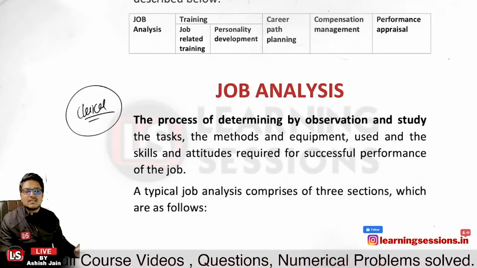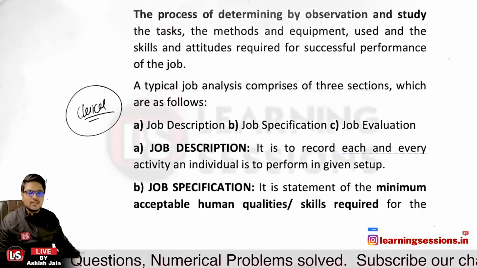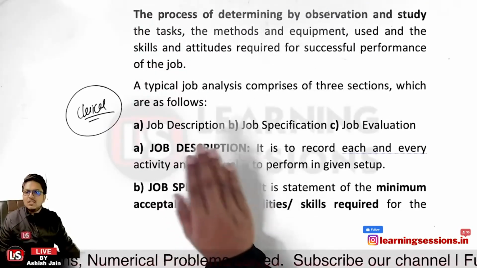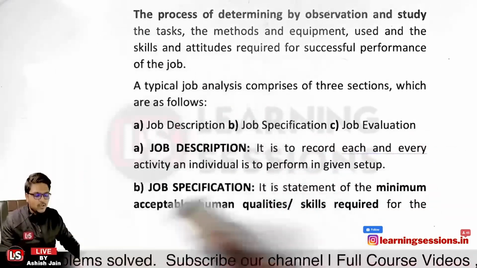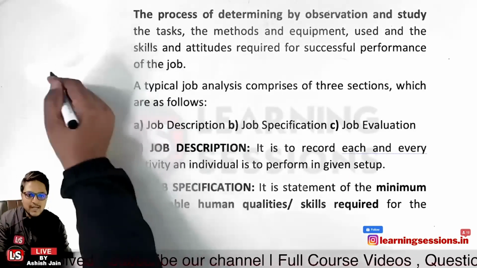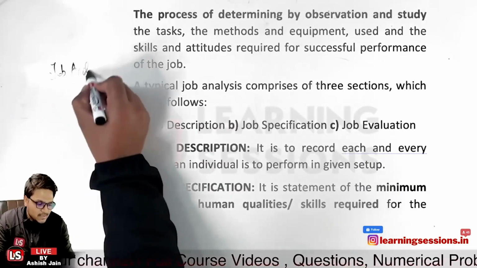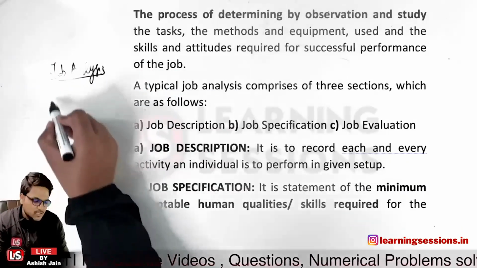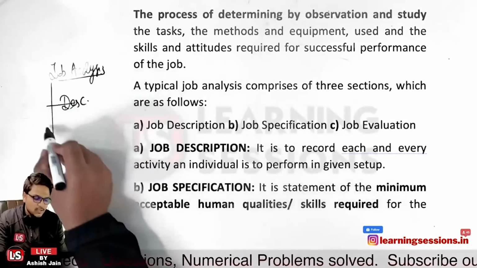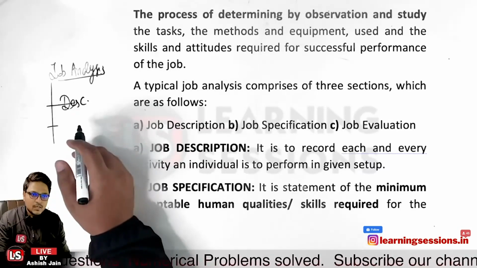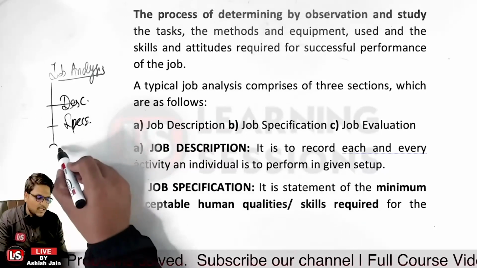It comprises 3 sections. What are those 3 sections? Let us have a look. They are job description, job specification, and job evaluation. So we are categorizing job analysis into 3 parts. I'm writing it here so that you can retain it. It is divided into 3 categories. First, the job description. The second one is the specification, which I'm writing here as specs or specification. And the third one is the evaluation.